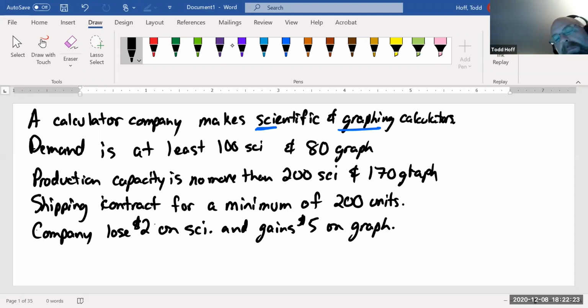This is pretty common. A company will produce one product at a loss just to satisfy customers. If customers have to go to another company for one product, they tend to go to that company for all their products. So here, we're trying to maximize profits.